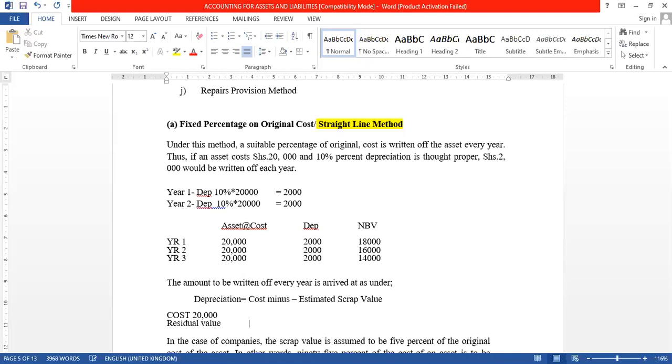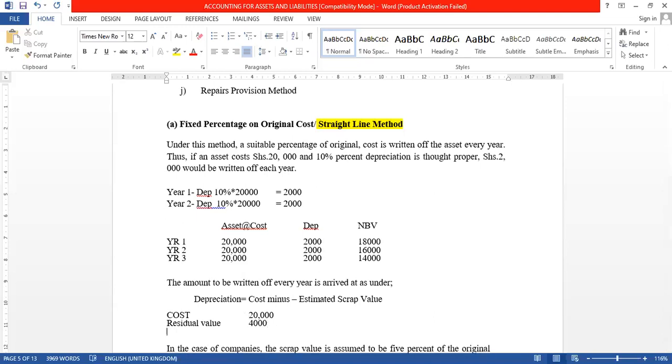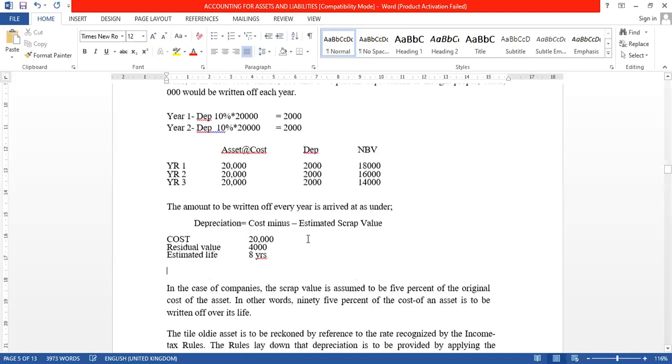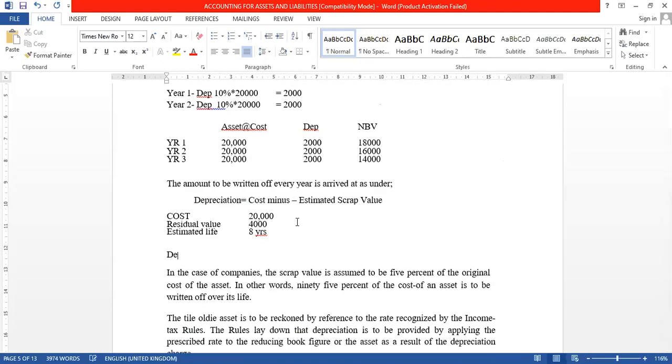No, let me use a different figure. Residual value is 4,000. That is the value at the end of the useful life of this instrument. And then you've been told that this instrument has an estimated life of 8 years. If this is the information that you have and you've not been given the percentage, then depreciation will be calculated as what is here. Depreciation becomes the cost minus the estimated scrap value.